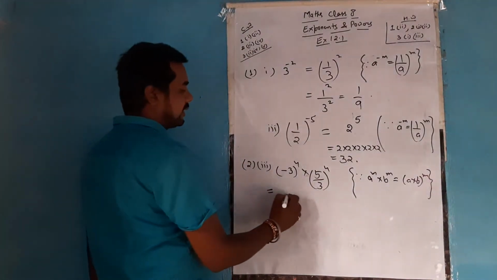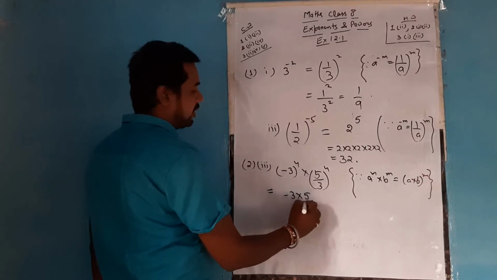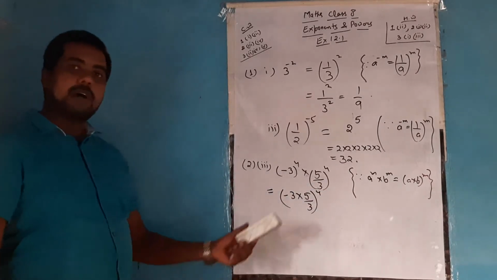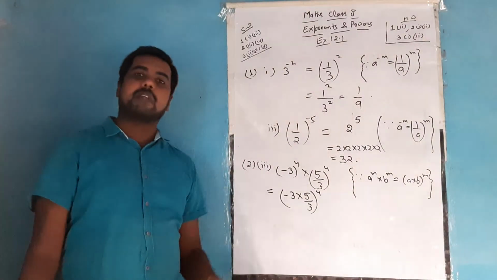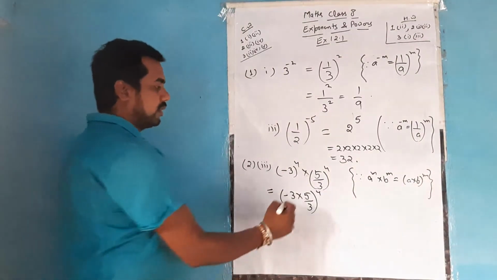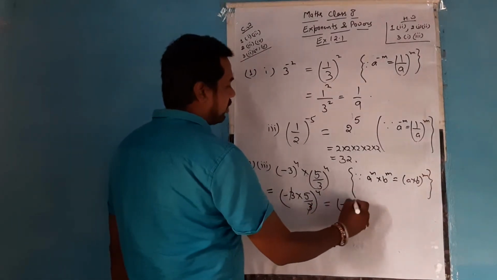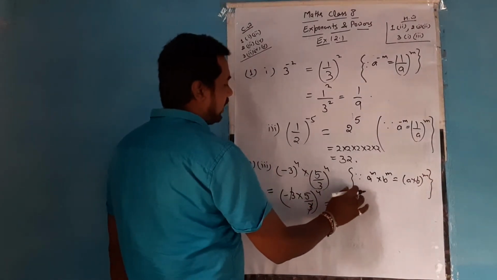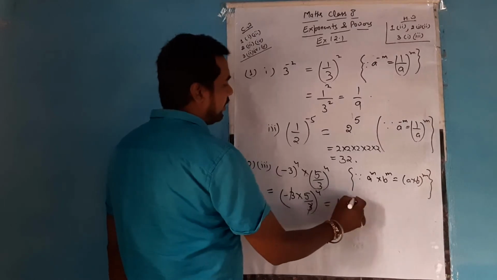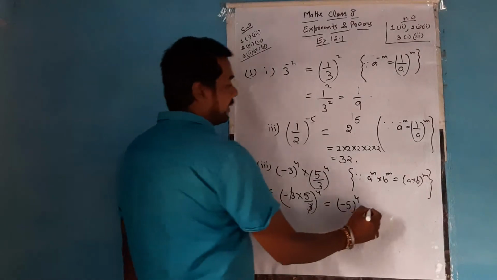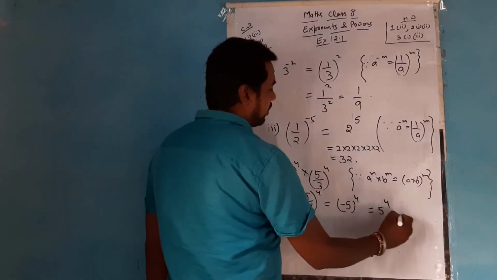So as their powers are same, that becomes minus 3 into 5 by 3 to the power 4. Powers remain the same. We are keeping the bases in the form of product. So now here 3 and 3 cancelled. That becomes minus 5 to the power 4. As you know that any negative having even power, the result is always positive. So that could also be written as 5 to the power 4.